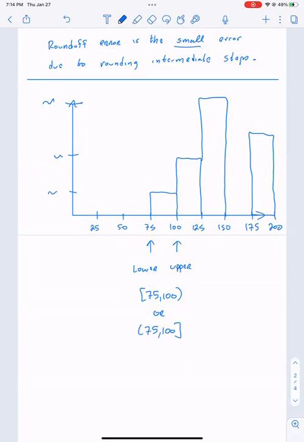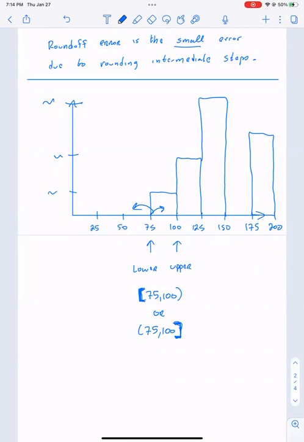Well, it depends. If you choose to create your histogram with your classes having brackets on the left, that means 75 would go into that one. Whereas if you have your brackets on the right, that means 75 would go into the previous one. Which one's right? Again, I don't care. There's no right or wrong. We just want to make sure that you don't count 75 twice.